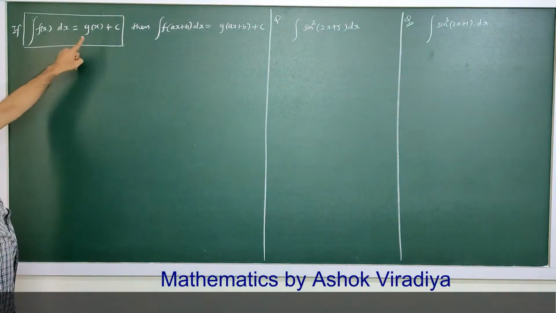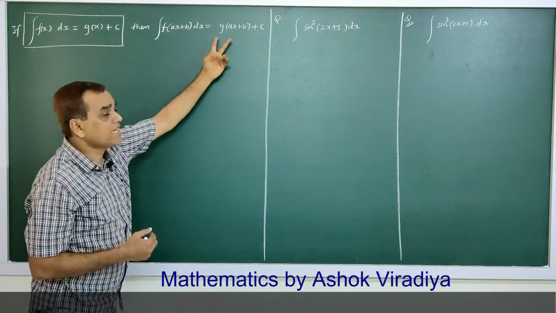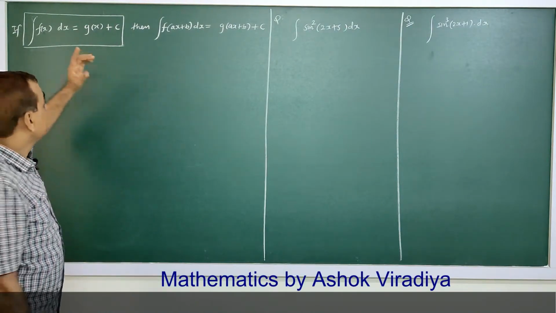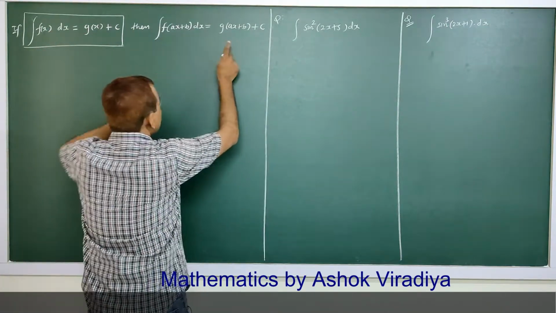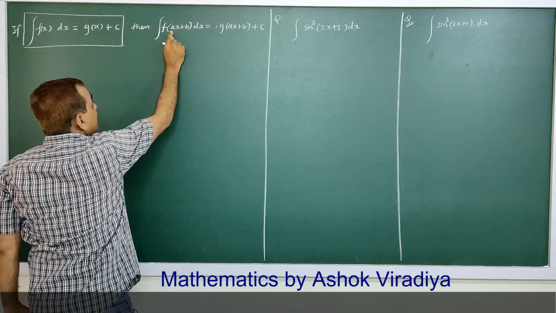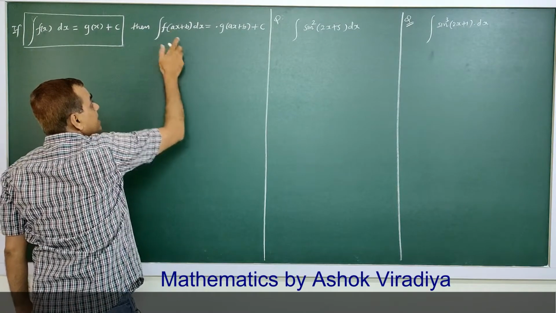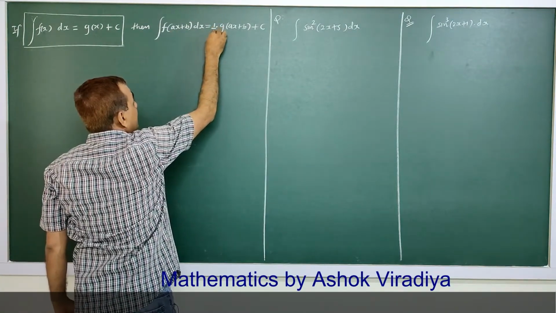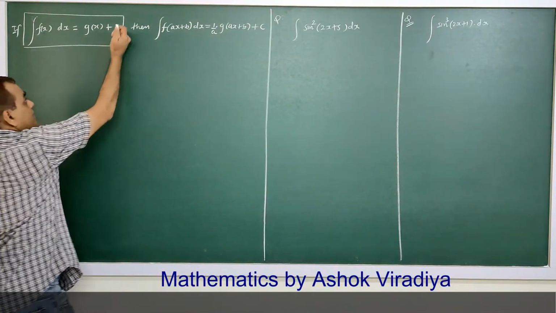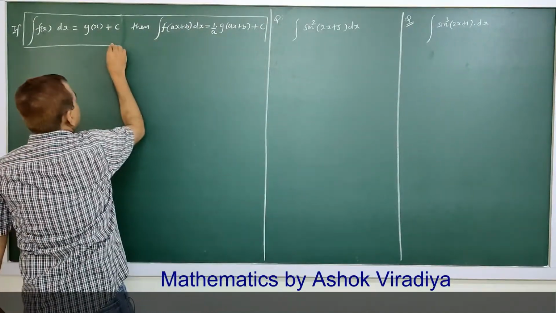The integral of f(x) is g(x). Directly, we cannot replace x by ax plus b in any result. So to make this true, remember the rule: whenever x is replaced by ax plus b, you divide this by the coefficient of x. What is the coefficient of x? It is a. So put here 1 upon a. This is a very important result in integration.